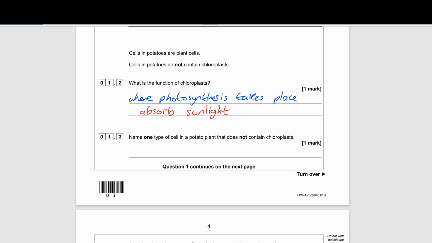Next question. Name one type of cell in a potato plant that does not contain chloroplasts. So we need a cell that's not going to carry out photosynthesis. So thinking about a plant, these cells that we find in the roots of the plant are called root hair cells. Another one which you may put, remember it's only asking you to write one, so you should only be putting one, but other options could be the xylem.